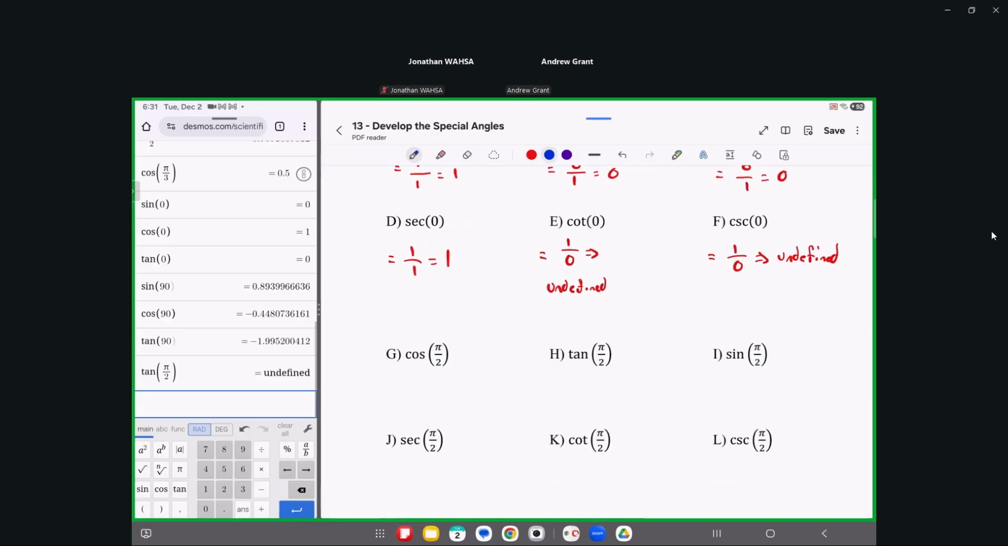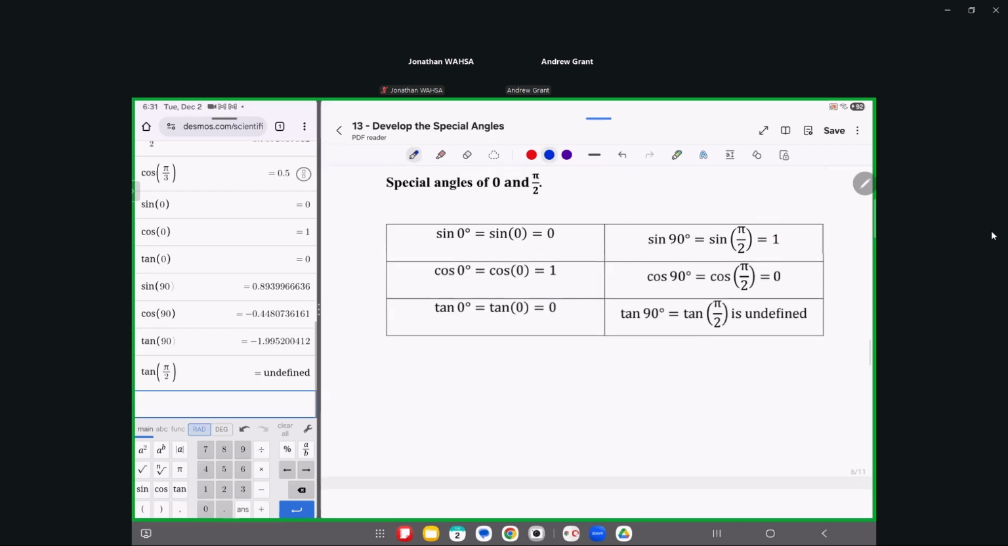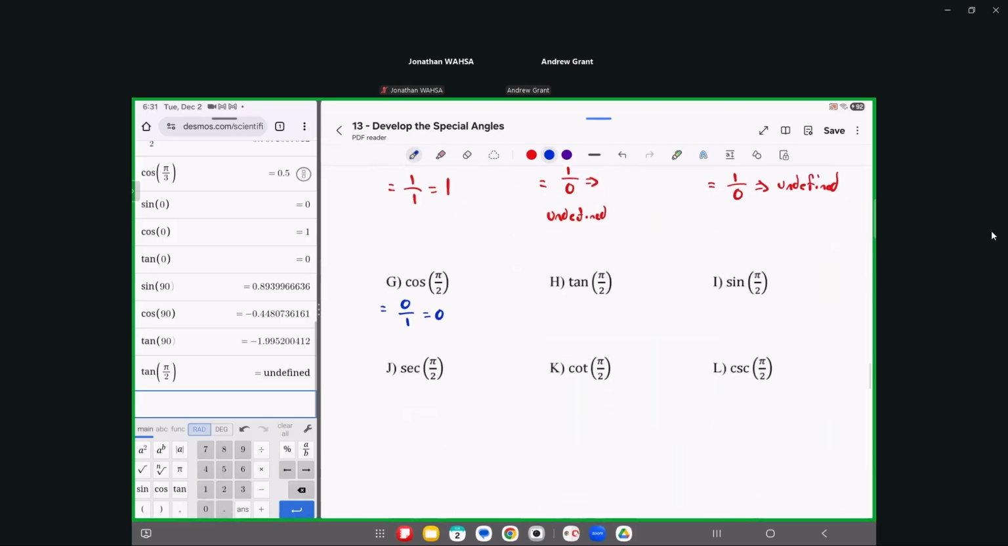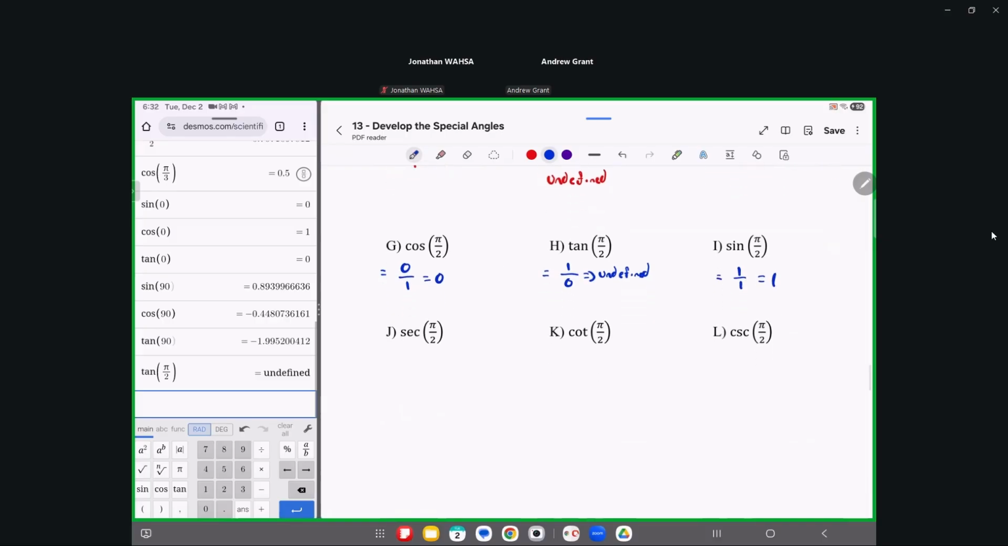Okay. What about cosine of pi over 2? That's going to be equal to 0 over 1, which is 0. And if you're not sure, you can also just reference the work that we did from above to help you solve these. Okay. Tan of pi over 2, that's going to be equal to 1 over 0, which was undefined. Sine of pi over 2 is equal to 1 over 1, which was 1. Secant of pi over 2 is the reciprocal of 0 over 1. So that'll be 1 over 0, which is undefined.